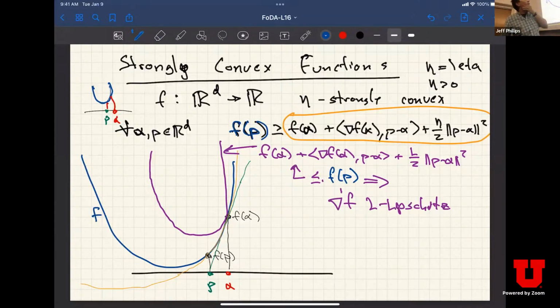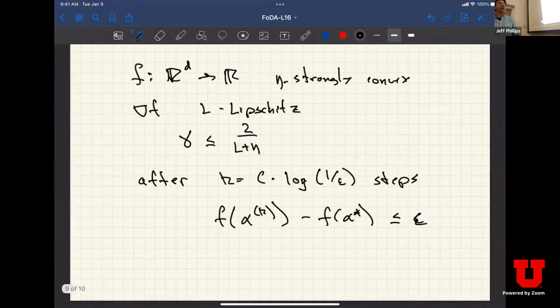Oh, no, I wrote it as greater. Okay, good. So that function should be greater than f of p. Okay, good. Thank you. Okay, so I get this learning rate.